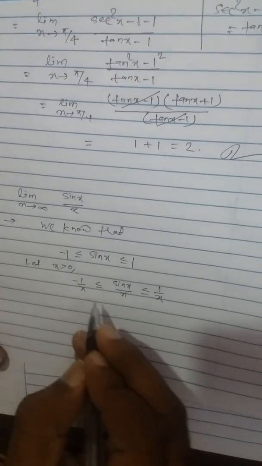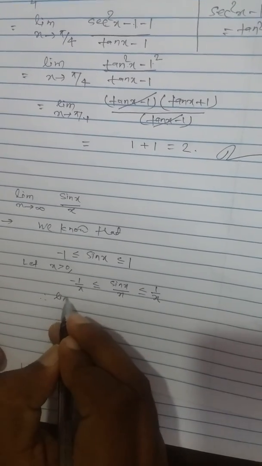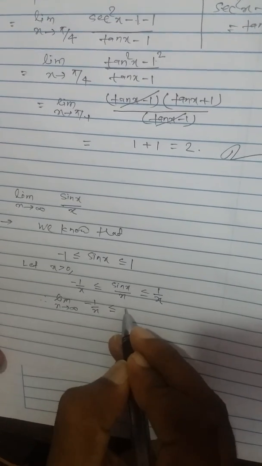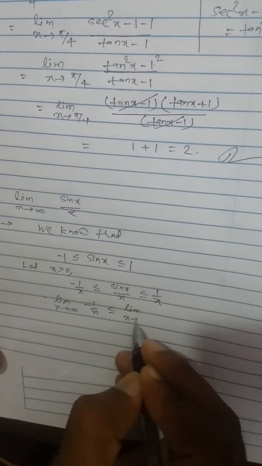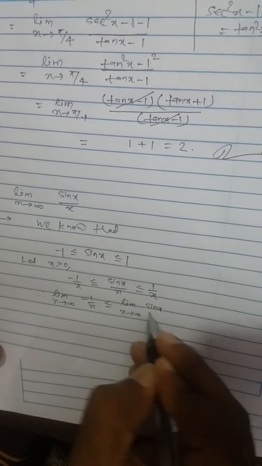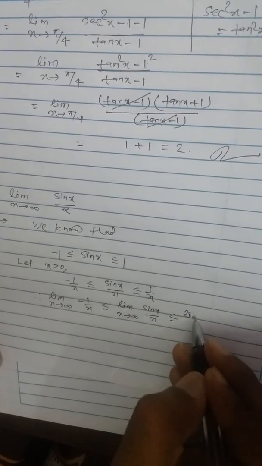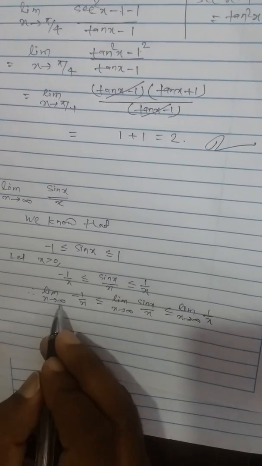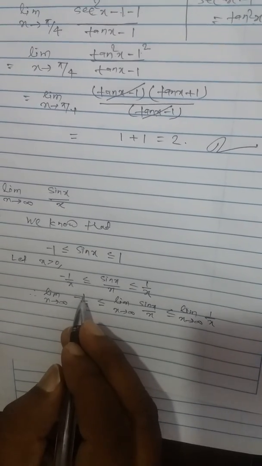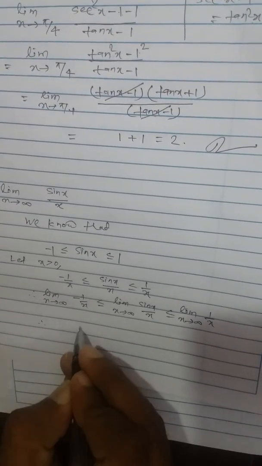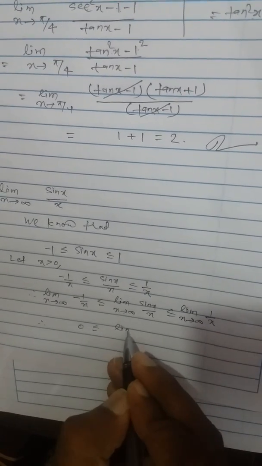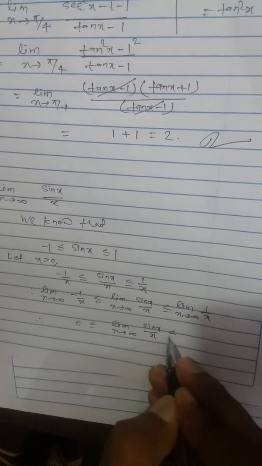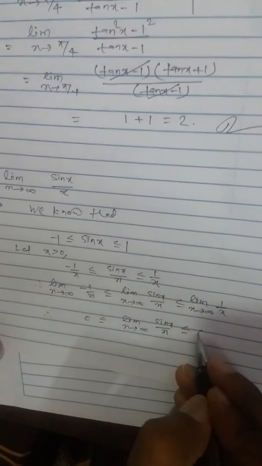We are going to apply the limit as x tends to infinity. Therefore, the limit as x tends to infinity of -1/x is less than or equal to the limit of sin x / x, which is less than or equal to the limit of 1/x. If you substitute x equal to infinity here, it becomes -1/infinity, which equals 0, is less than or equal to the limit of sin x / x, which is less than or equal to, if you substitute x equal to infinity here, this one is 0 as well.